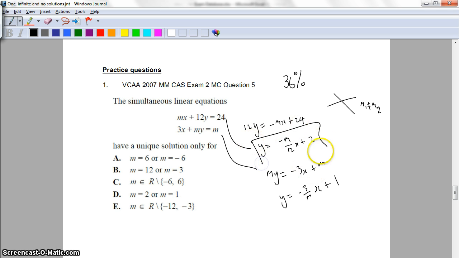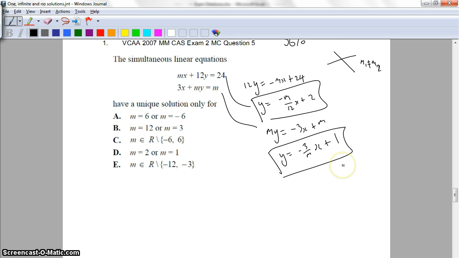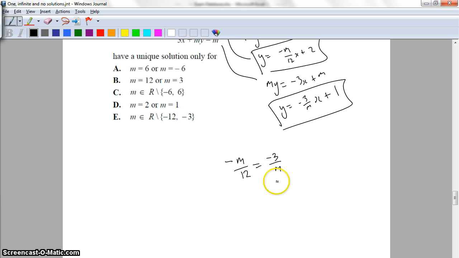So I've got these two graphs here, and I'm working out when the gradients are not the same. As I mentioned, it's much easier to work out when they are the same, so I'm going to do that. m over 12 equals negative 3 over m. I can divide both sides by negative and get rid of that. Multiply both sides by m, so I get m squared. Multiply both sides by 12, and I get 36. So m squared equals 36, so m equals plus or minus 6.